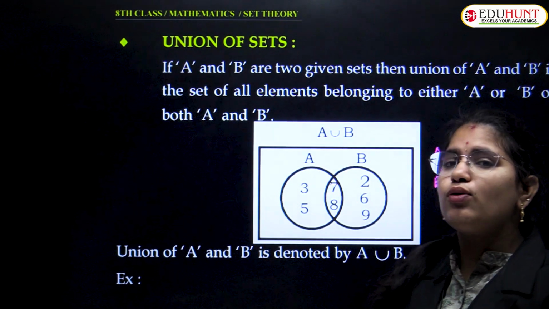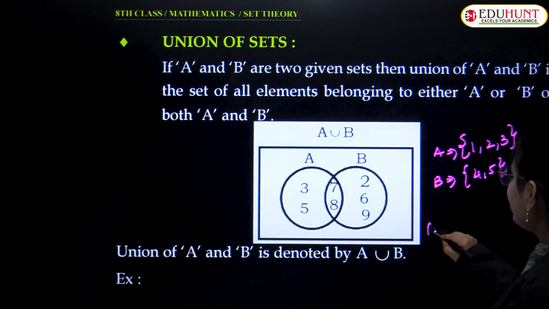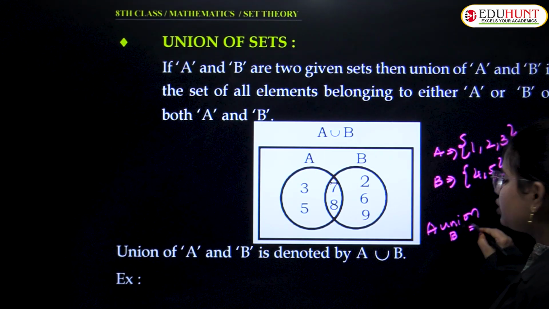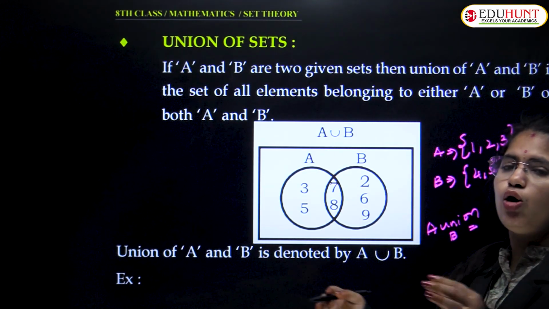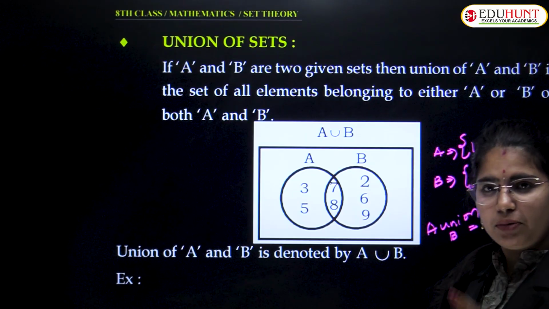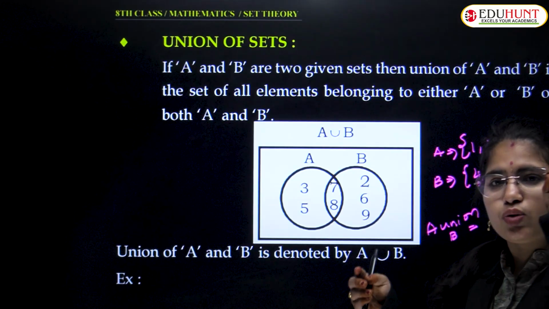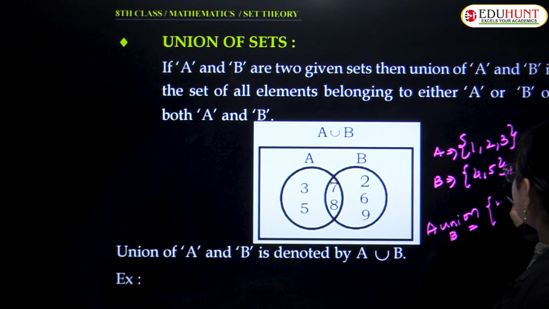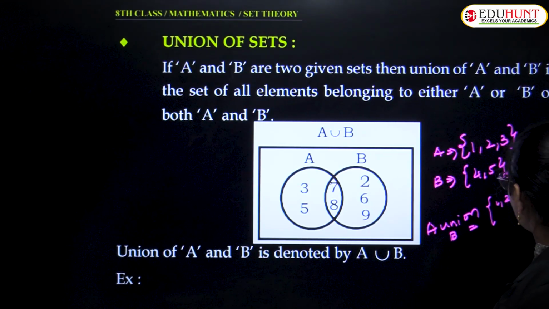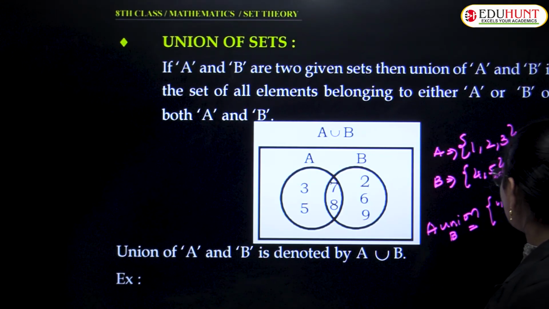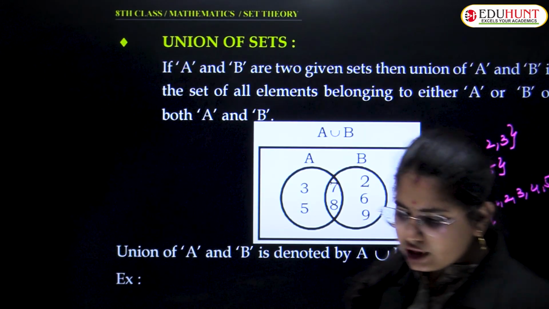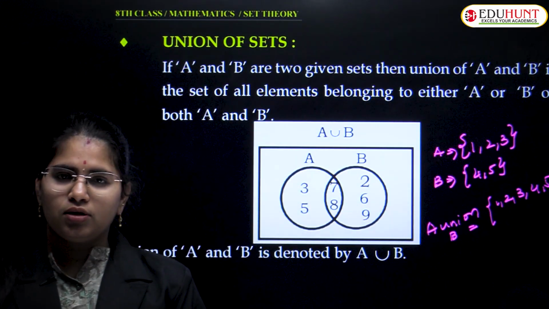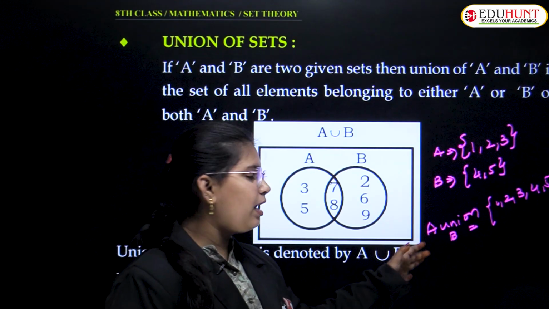So how will you notate A union B? A union B means you have to write down all the elements of A and B, putting all the elements together in one set. So how do I express it now? 1, 2, 3, 4, 5. This is nothing but A union B. Am I clear to all? Please look back at this.